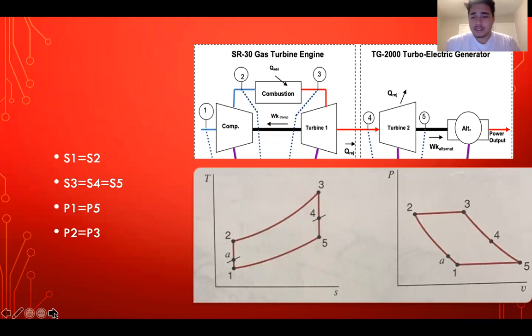Next is the TS diagram and the PV diagram. As we can see, S1 is equal to S2, meaning that stage 1 to stage 2 is isentropic, as well as stage 3, stage 4, and stage 5, that as well is also isentropic. We have 2 constant pressure stages happening at a time, that will be stage 2 and stage 3. Other constant pressure stages will be stage 1 and stage 5.